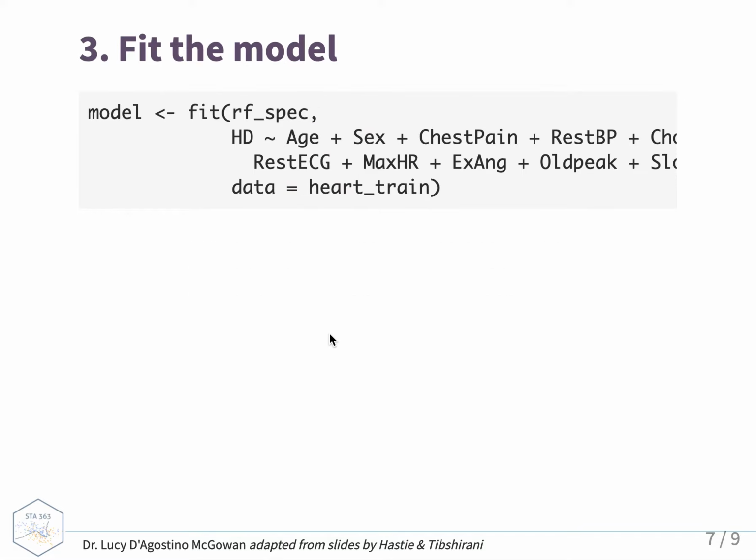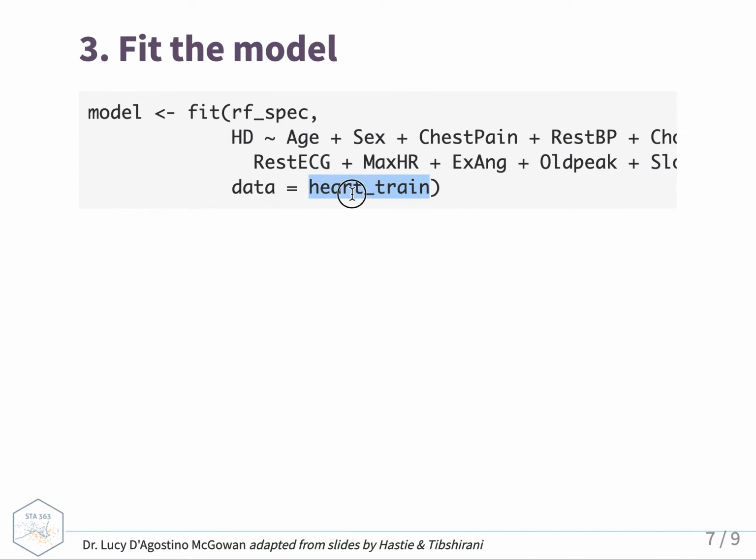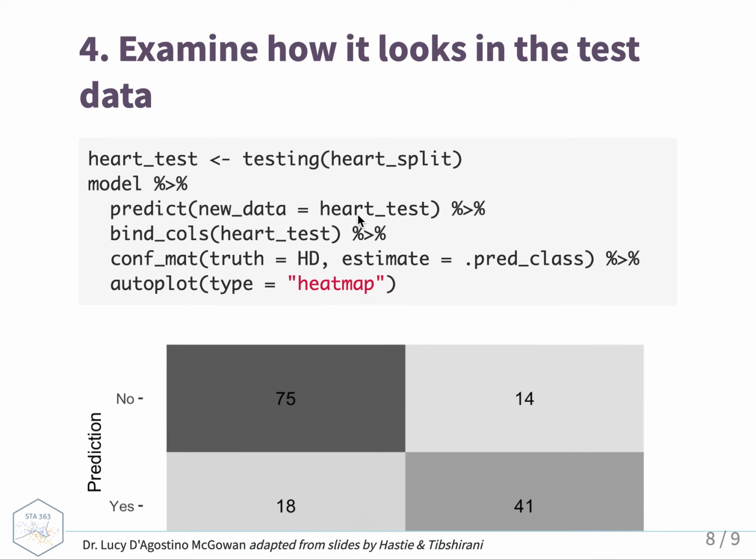And then you need to fit the model. So here's the model that I'm going to fit. I've got my predictors along with my outcome and my data set. Then you can examine how it looks in the test data. I can pull out the testing data and predict how it does in the new data. I can look at this confusion matrix that shows me how well my prediction does compared to the truth. So I can see here how well we're able to estimate compared to the truth.